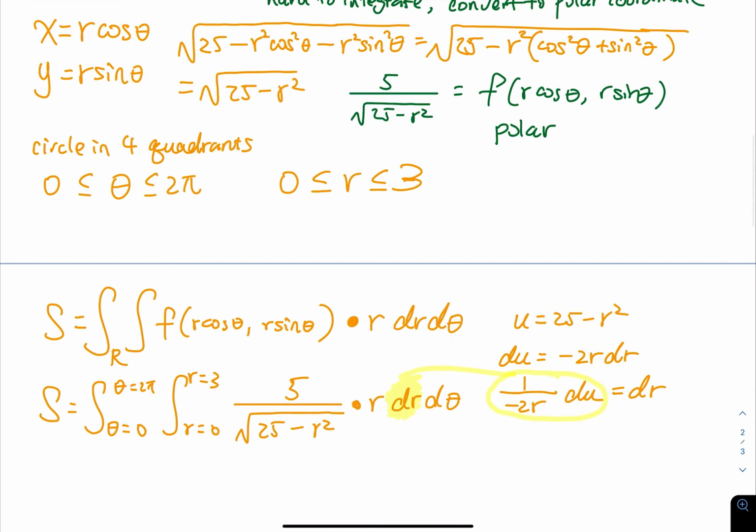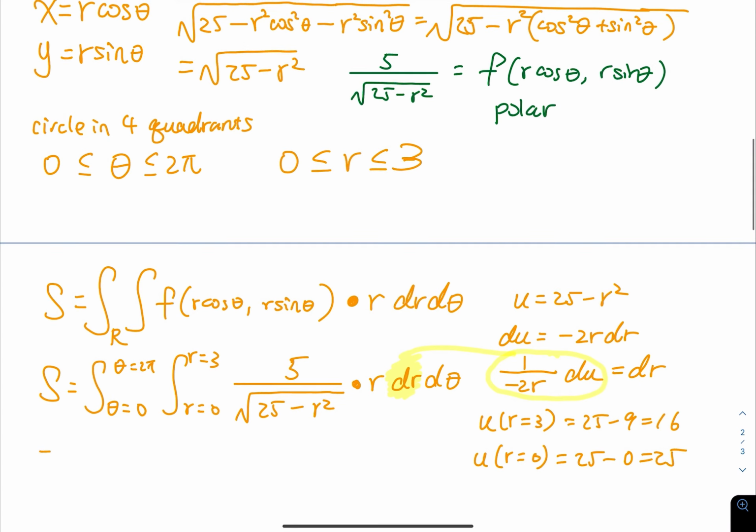And then what about the upper and lower limit? The u when r equals 3, that is 25 minus 9 equals 16. The lower limit when r equals 0, that is 25 minus 0 equals 25. When you do a u substitution, sometimes it is normal to have the upper limit less than the lower limit. It is fine. So we have from 0 to 2 pi, and then this will be u equals 25, u equals 16.